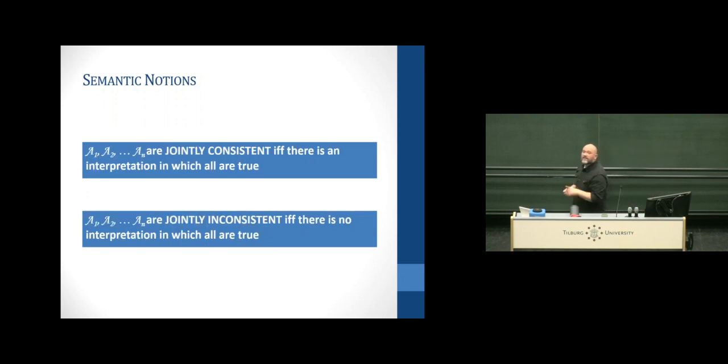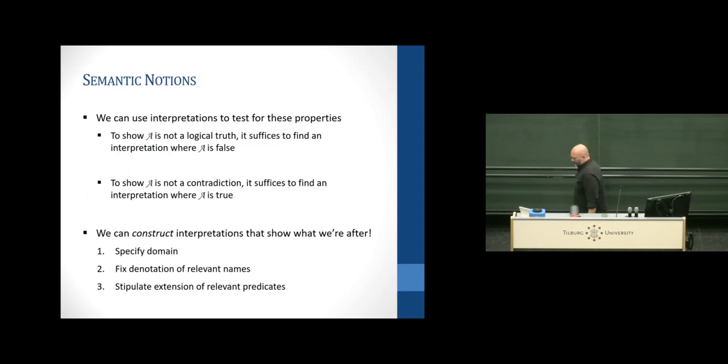We also have joint consistency and inconsistency. Some sentences are going to be consistent if there's even one interpretation that makes all the sentences true. And they're going to be inconsistent if and only if there is no such interpretation. Note again, these are the same kinds of notions we dealt with in the very first lecture, and now we're coming back and characterizing them in terms of interpretations and extensions of predicates. So we can define these semantic notions. But more importantly, we can use interpretations to test for them.